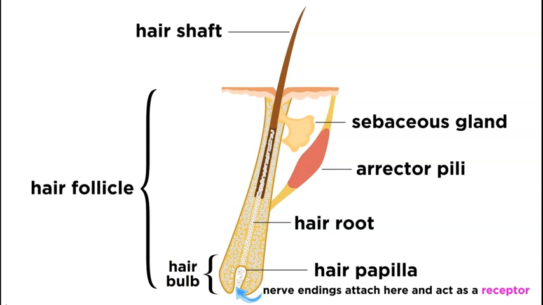The deep end then expands slightly to form a hair bulb. A bundle of nerve endings attach to the bulb and act as a receptor, responding to any bending of the hair and alerting the brain in case an insect is there or something of the like. A little bit of dermal tissue called a hair papilla protrudes into the bulb, which supplies signals and nutrients to the hair so it can grow.